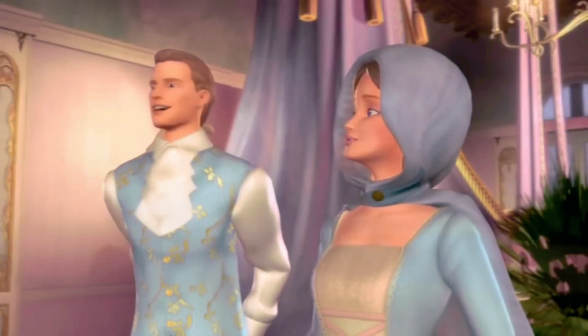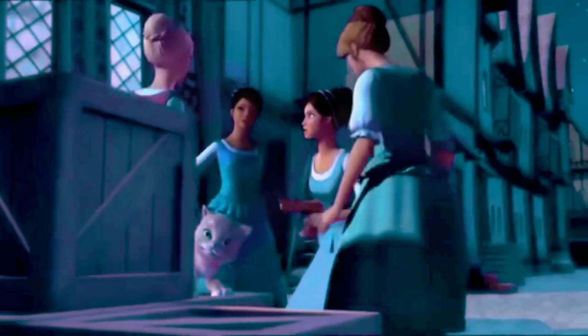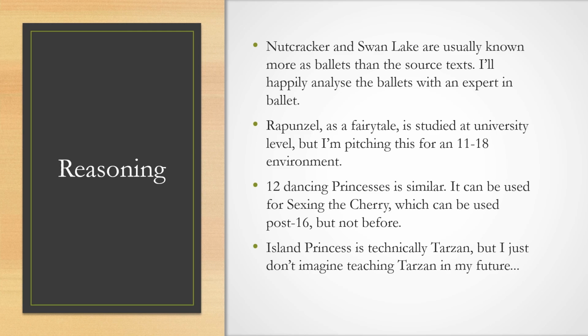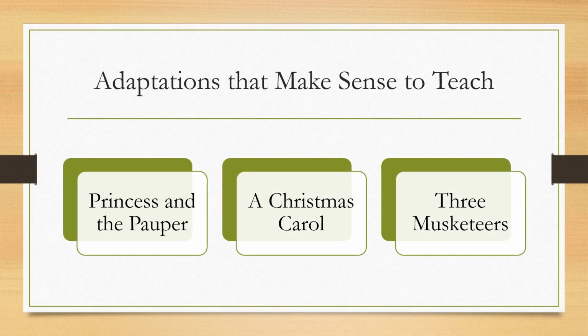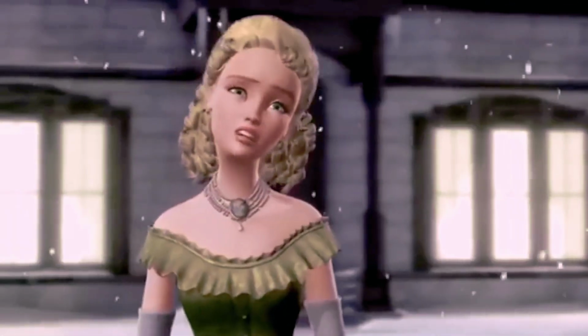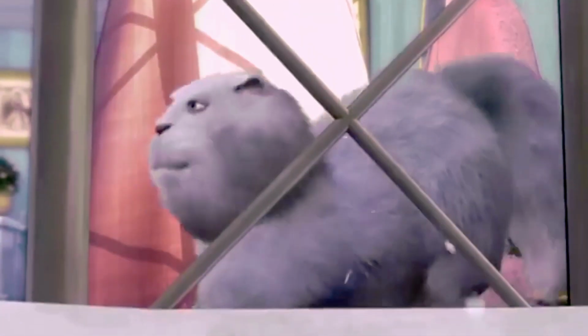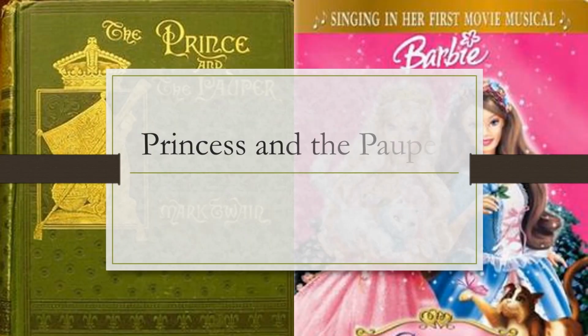I'm not doing all of them, I'm just doing the ones that I can reasonably picture on a high school curriculum in my area. Making the three movies I'm talking about Princess and the Pauper, A Christmas Carol, and The Three Musketeers. The standards that I'm judging them against are why I teach them, how similar the Barbie adaptations are to the original text, and the enjoyability for my students. That one's complicated.